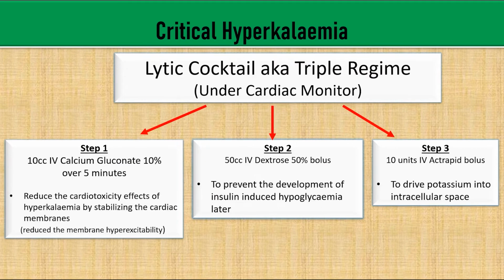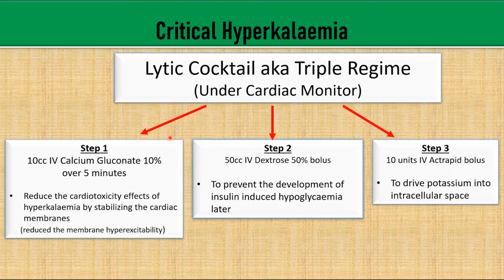By definition, a plasma potassium level of more than 6.5 millimole per liter is considered critical and requires urgent intervention. In practice, generally, any potassium level of more than 5.5 should trigger an action that includes giving a lytic cocktail or triple regime. The lytic cocktail actually has three components, so let's look at them one by one.